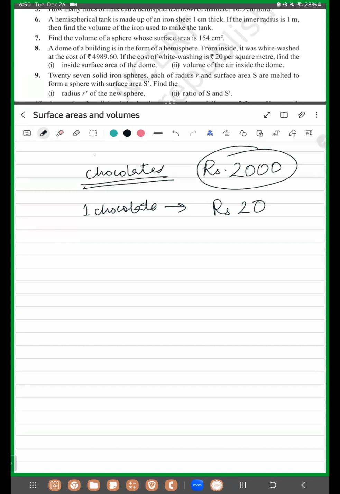I bought some chocolates. I'm not telling you how many, some chocolates. And I paid rupees 2000 for all of them in total. I'm also giving you an additional piece of information that each chocolate cost me rupees 20. So how many did I buy in total?